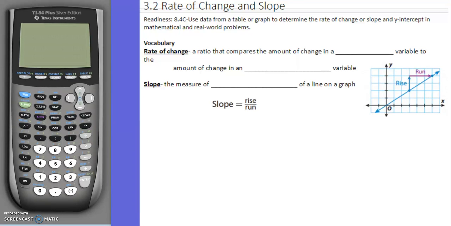Rate of change and slope. Rate of change, a ratio that compares the amount of change in a dependent variable to the amount of change in an independent variable.